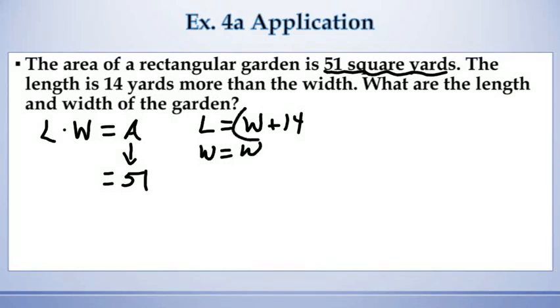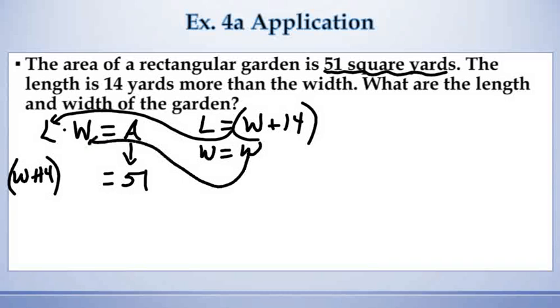Now if I plug this in for the length over here, now I have W plus 14, and then W in for the width times W. I can now solve for the width. So now if I do that, I have to distribute the W. So now I have W squared plus 14W equals 51.